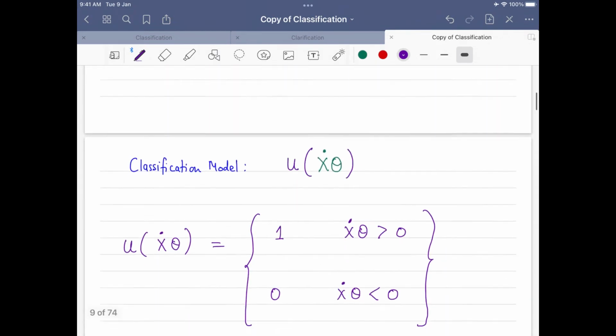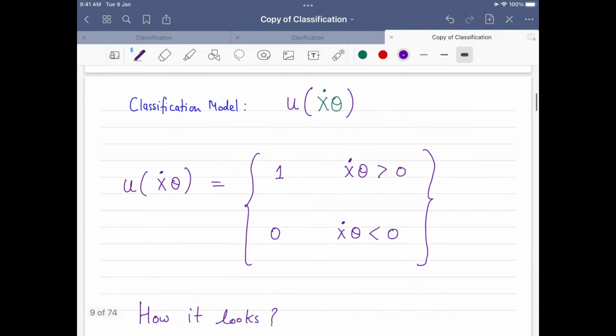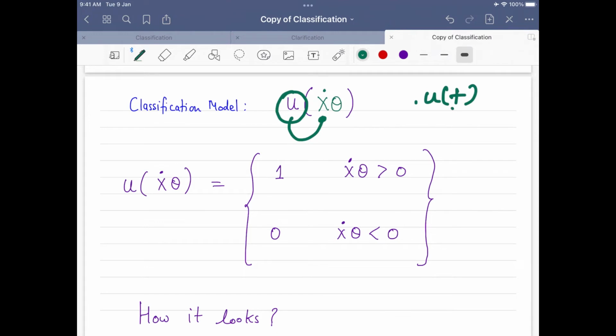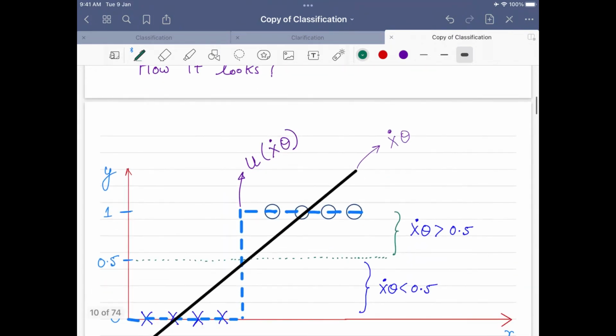We want to see how we are getting that. Here you can see this is the operation which I am applying on x dot theta. I am applying the operation of u on x dot theta. Earlier it was u of t, now the t is replaced by x dot theta. So the function will take the value 1 if x dot theta, or t, is greater than 0, and 0 when t is less than 0, or x dot theta is less than 0. If you want to see this plot, it looks like this.